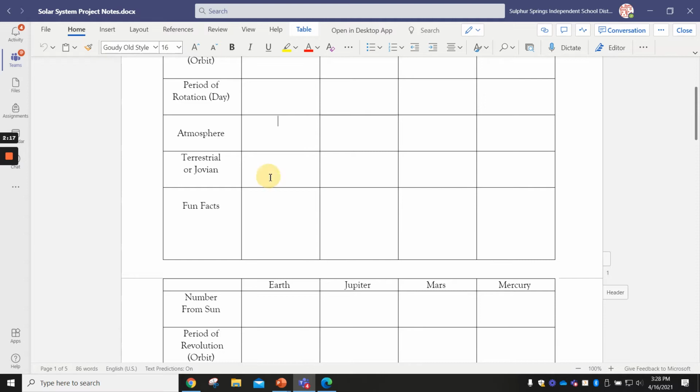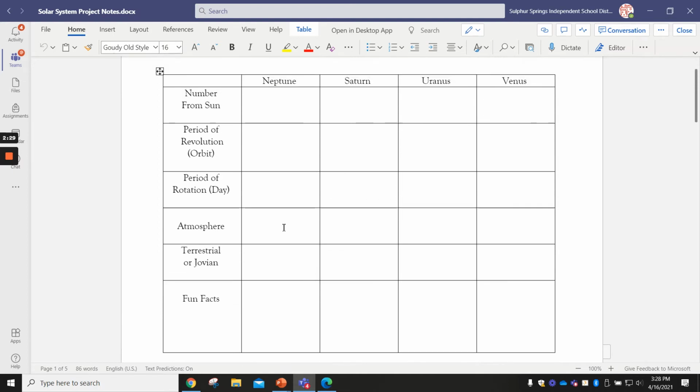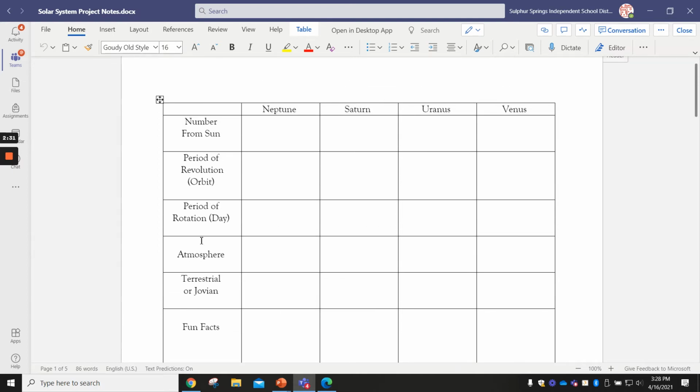Next question, is it Jovian or terrestrial? You should know the answer to that. Is it Earth-like or is it a gas giant? And then I want you to find me some fun facts about your planet that you want to include in your project. Now, these things right here, no matter what planet you picked, are required for this project, okay? So you have to find a way to include these things in your project.